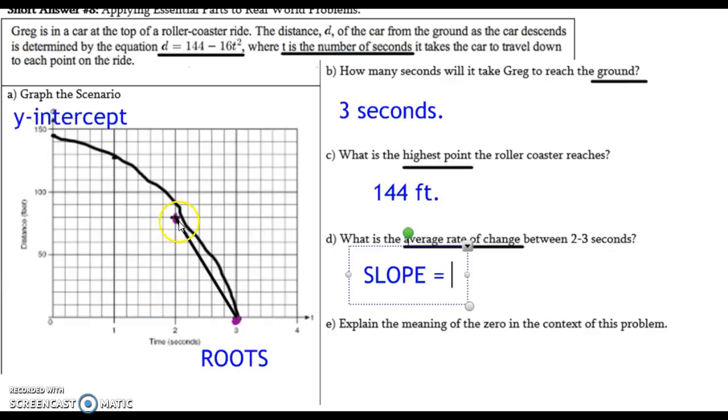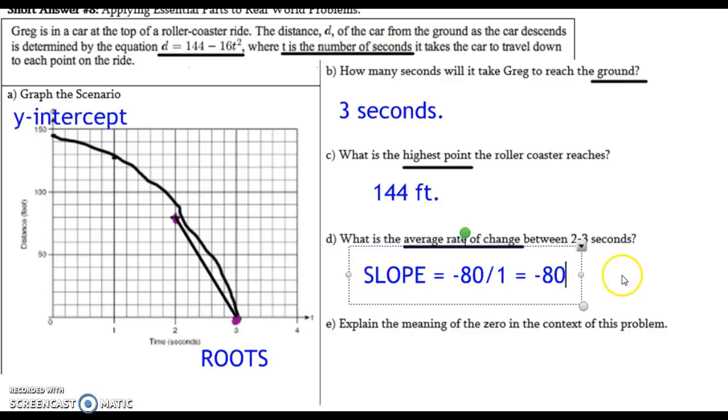In order to find the slope, one way to do it is to figure out rise over run. So our rise from this point to this point is going down 80, and our run is going to the right from 2 seconds to 3 seconds, which is 1. So our slope is negative 80, because I've gone down 80 from 80 to 0, divided by 1, because I've run from 2 seconds to 3 seconds. Negative 80 divided by 1 is equal to negative 80.